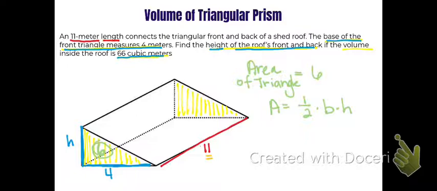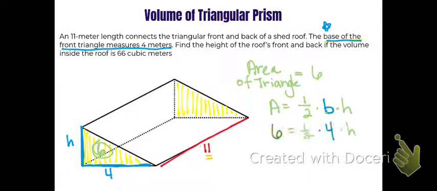And what do we know? We know the base of the triangle is 4. Remember, it says that right here. So if the area is 6 and the base is 4, let's substitute that into the formula. So how do we solve this for h? Well, on the right side, we have 1/2 times 4. Do we know what 1/2 times 4 is? What's 1/2 of 4? 2. So on the right side, we just have a 2 times an h.